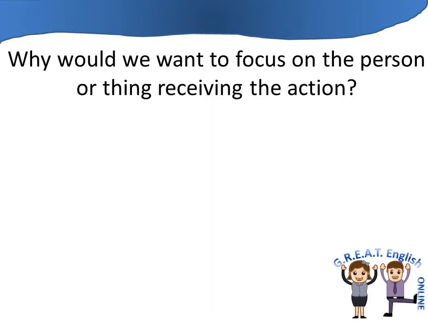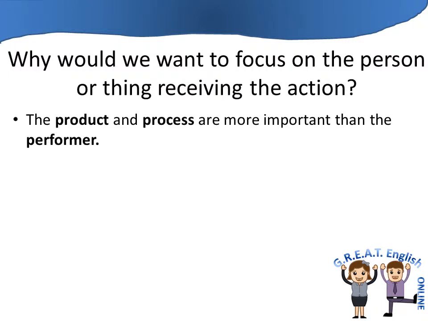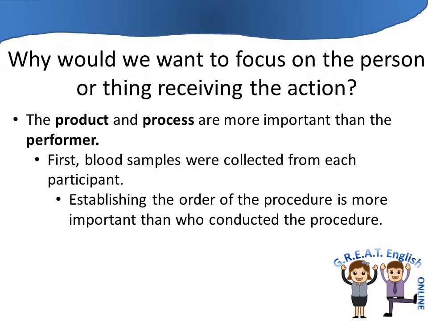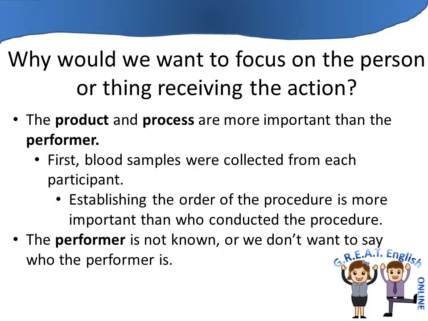Why would we want to focus on the person or thing receiving the action? In one case, the product and process may be more important than the performer. For example, first, blood samples were collected from each participant. In this case, establishing the order of the procedure in an experiment, for example, is more important than who conducted the procedure.